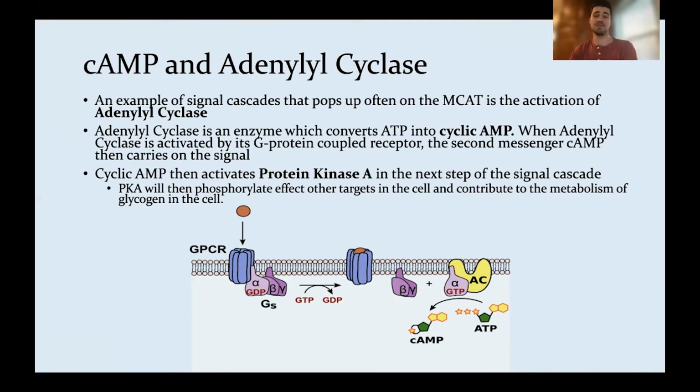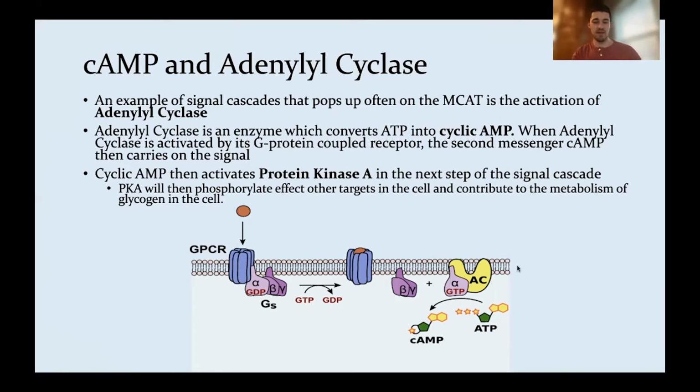If it's not in the biology section, then maybe it'll pop up in the psych-soc section in something that you're reading. So it's a really good idea to be familiar with this. You definitely should understand it. So adenylyl cyclase is an enzyme which converts ATP into cyclic AMP, also known as cAMP. When adenylyl cyclase is activated by its G protein coupled receptor, the second messenger cAMP then carries on the signal. So a G protein coupled receptor is a type of surface receptor.